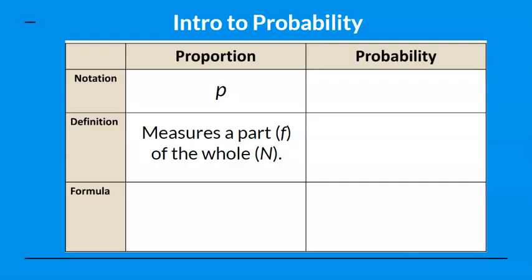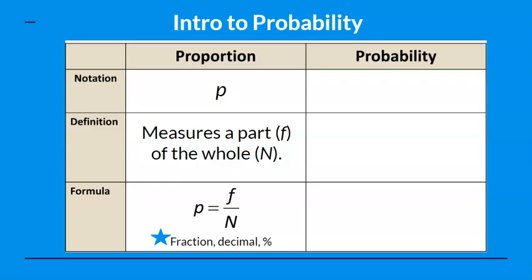In the pizza example, the frequency f is 2 slices and the whole n is 8. As such, the formula for proportion is p equals f over n. Proportions can be reported as fractions, decimals, or percentages. In the pizza example, p equals 2 over 8, or 0.25, or 25%.